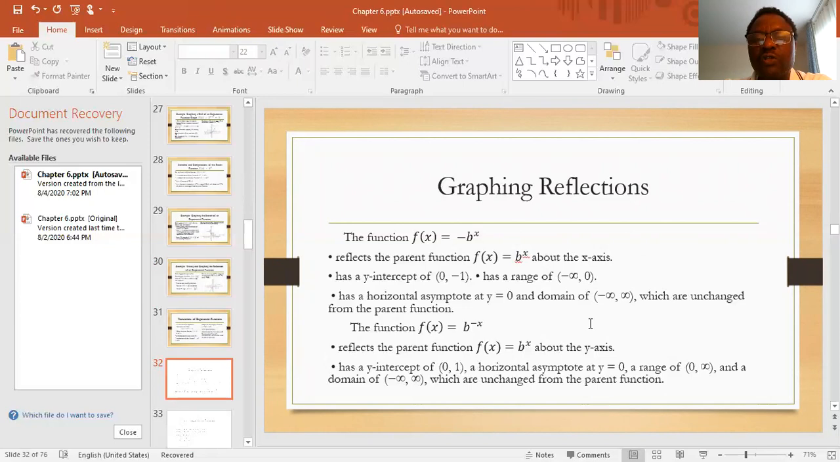So f of x equals b raised to power minus x reflects the parent function f of x equals b raised to power x about the y-axis, and has a y-intercept at 0, 1, a horizontal asymptote at y equals 0, a range from 0 to infinity, and a domain of all real numbers, which are unchanged from the parent function.